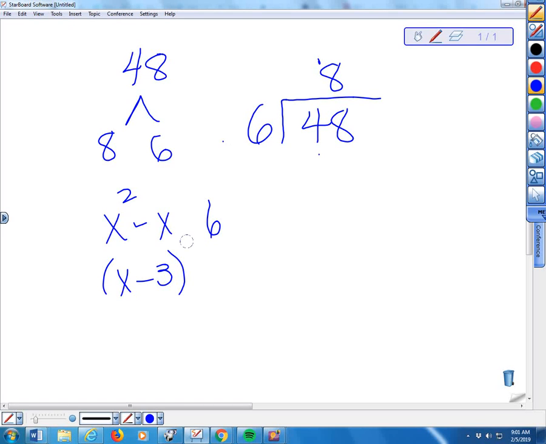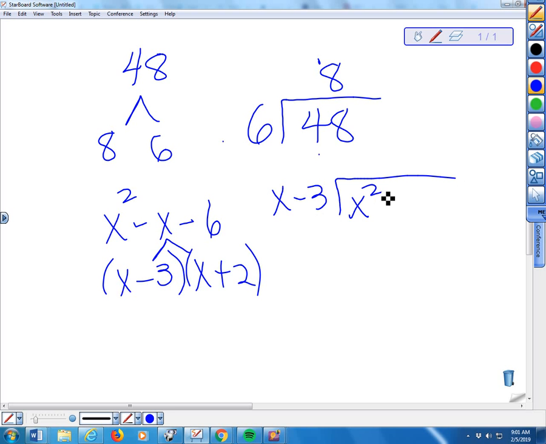This is not what I want. I want minus. Okay, so x minus 3 and x plus 2 are factors of x squared minus x minus 6. These are your two factors. So if I took x minus 3 and I divided it into x squared minus x minus 6, I would get x plus 2 with no remainder.